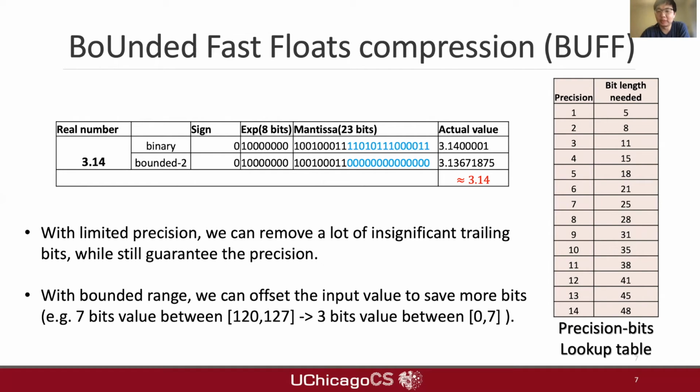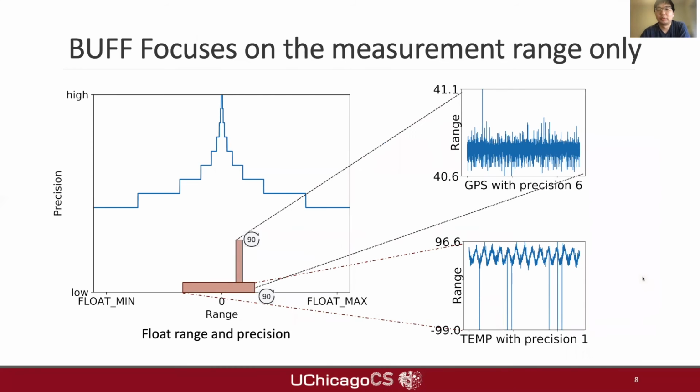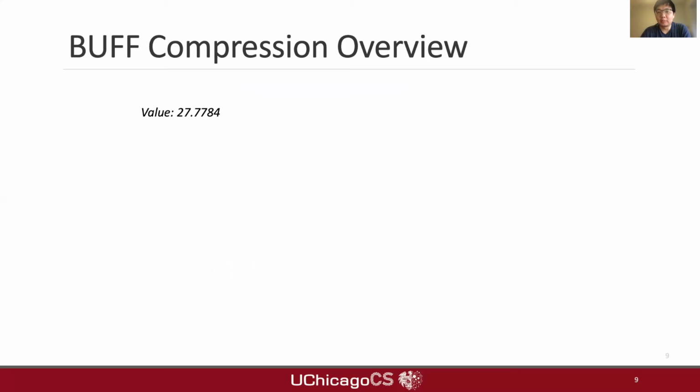Besides, with bounded range, we can offset the input value to save more bits. Basically, this is the motivation of BUFF. With bounded range and precision, we can reorganize the bit space to only focus on the target range for a given application, thus achieve better compression. Let's see how BUFF works.